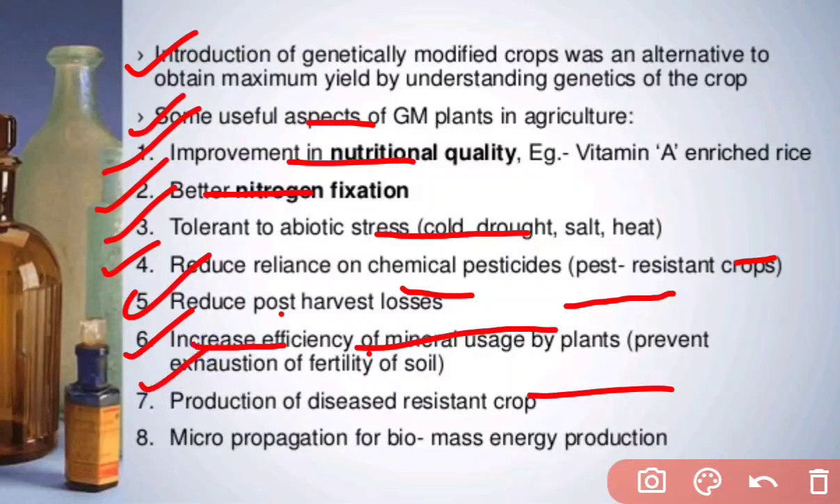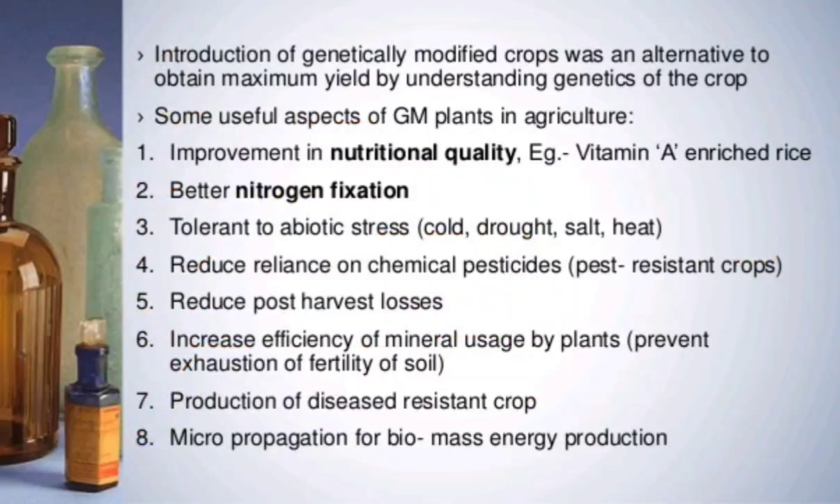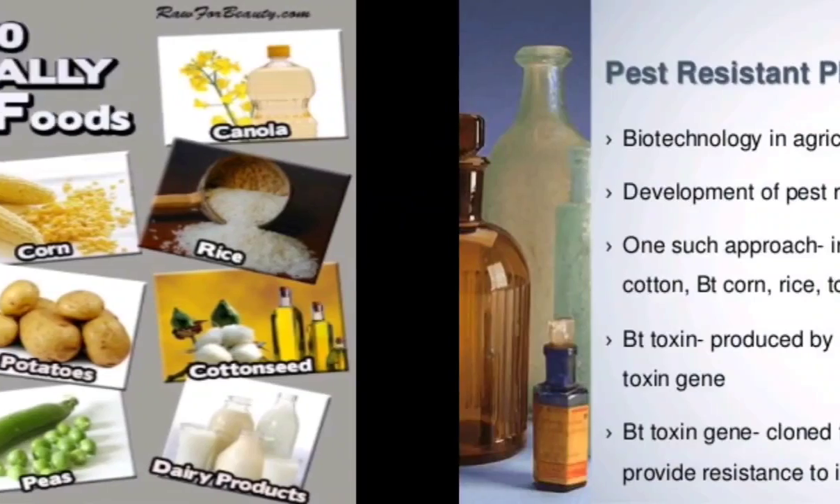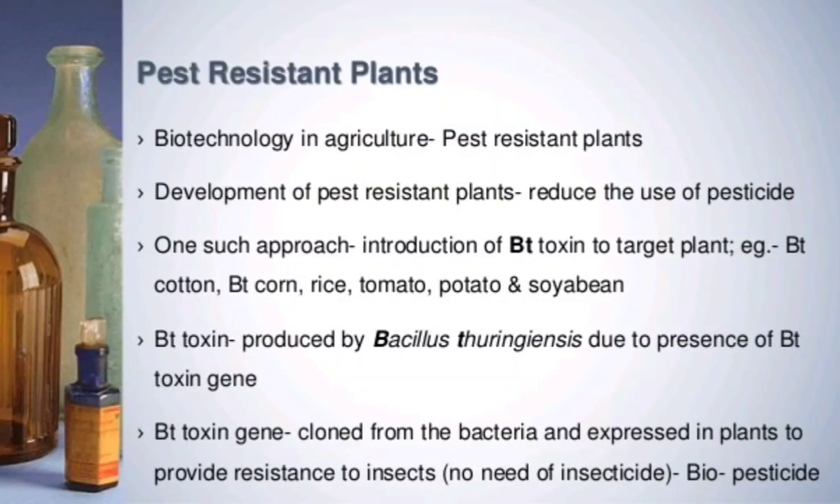Production of disease resistant crops. We can produce disease resistant crops by genetically modified plants. And micropropagation for biomass energy production. So these are the eight points, the useful aspects of GM plants, meaning genetically modified plants, in agriculture. Okay, let's now start with some applications. Today we'll discuss pest resistant plants, how we can create pest resistant plants, which are also genetically modified plants.